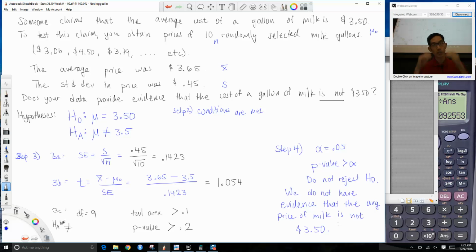If the p-value is less than alpha, we would reject, okay? And then we would say we do have evidence that the average price of milk is something other than $3.50, okay? So we do say that.